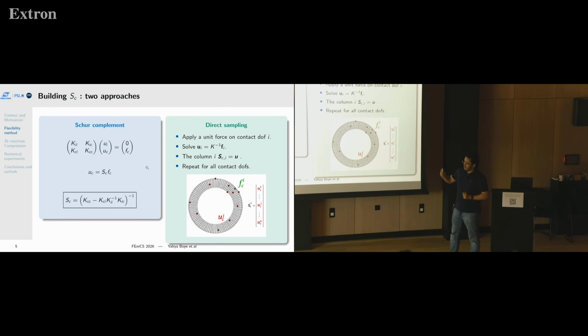To construct the compliance operator, the SC, the flexibility operator, there are a few ways. I present here two. The first one is via Schur complement. You just partition your stiffness matrix with the contact dofs and non-contact dofs. You apply a Schur complement and you take its inverse. The second way is an iterative way to do this. You apply a unitary normal load at each contact dof, and get the displacement field all over the contact zone, and this gives you a column of your compliance matrix.